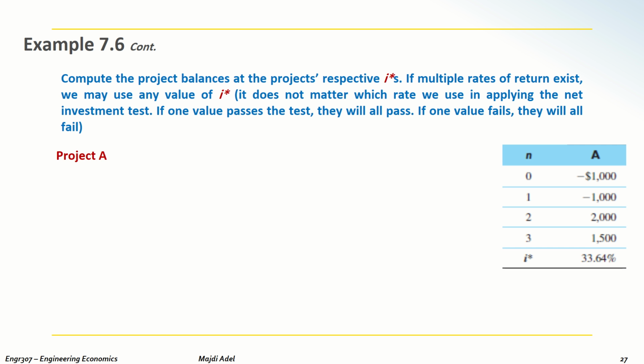Now, for project A, we need to calculate the project balance. The formula for calculating the project balance is: project balance at any year equals the project balance at the previous year plus the cash flow A_n. At n equals 0, the project balance... and I forgot to mention one thing, that we need to calculate the project balance at the internal rate of return, at i star.